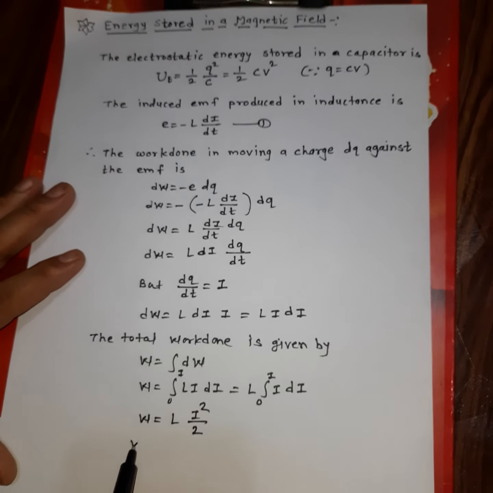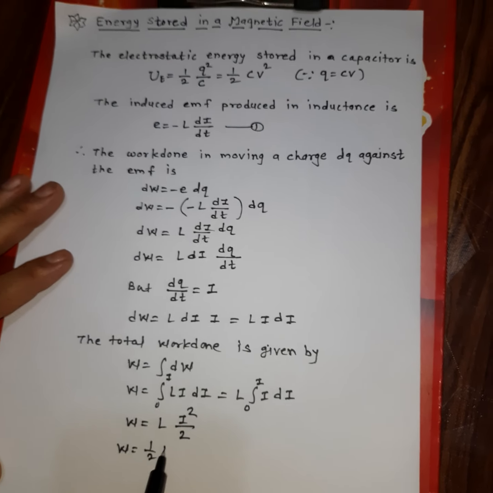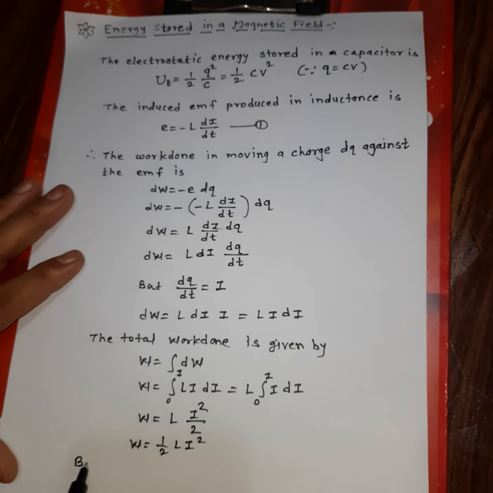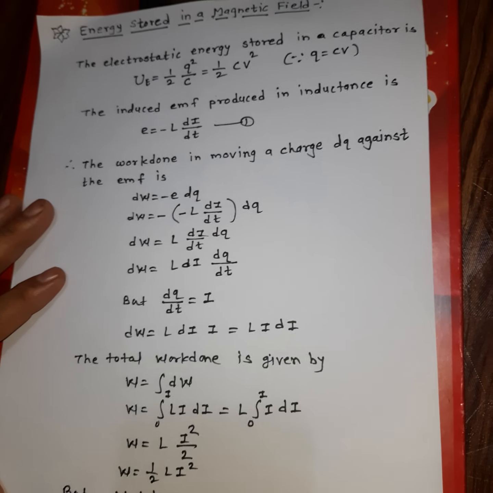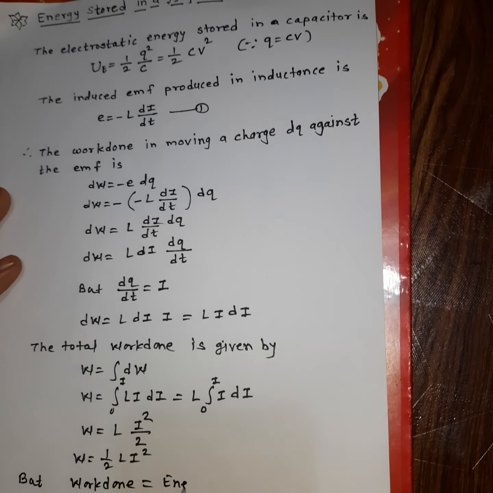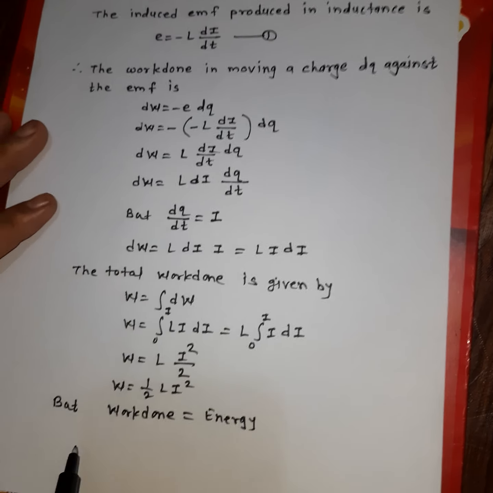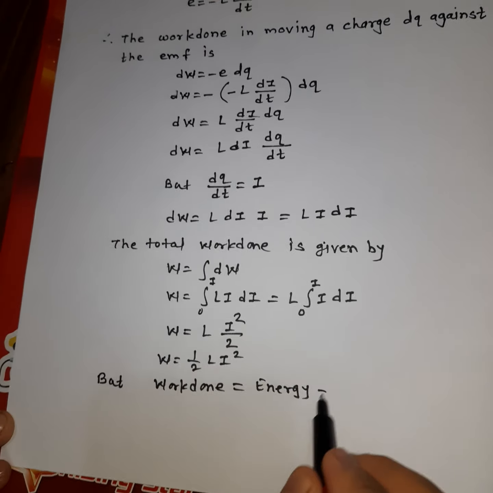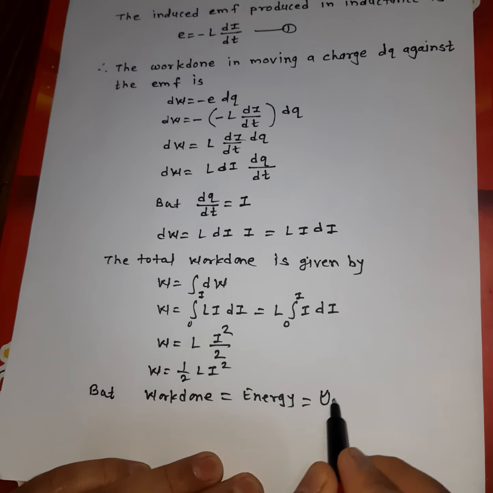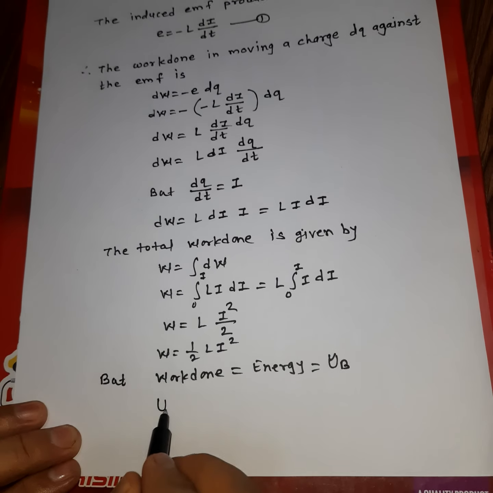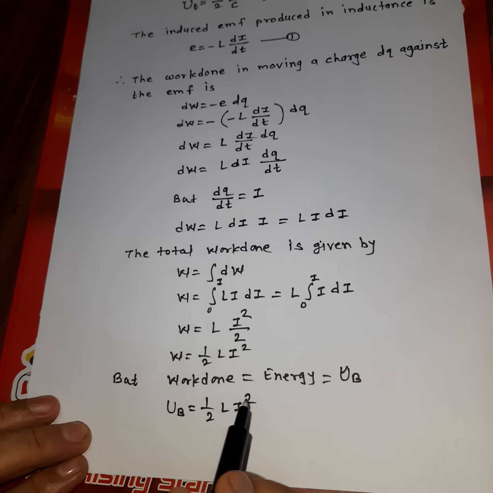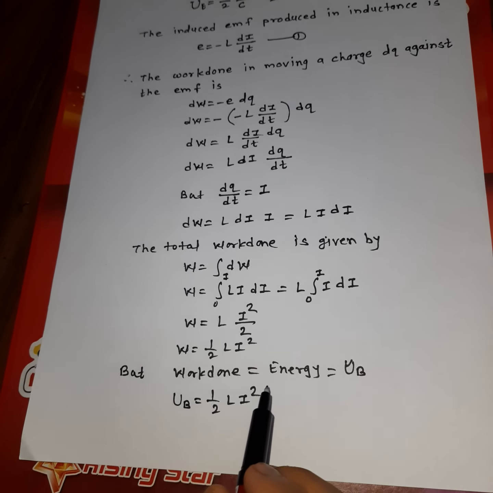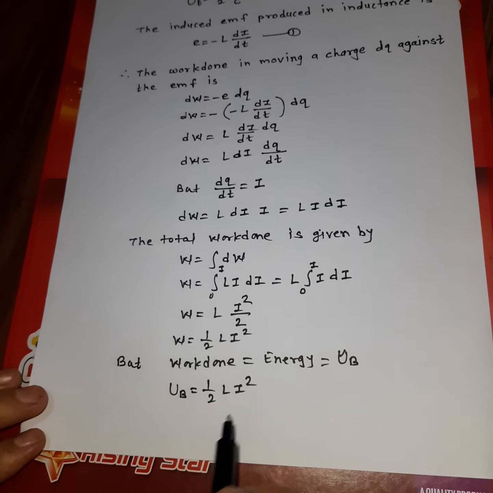So what is the work done then? Work done is equal to 1 by 2 L I square. But we know this work done is stored in the form of energy. So this work done is nothing but the energy spent. So we can write that it is equal to UB. So what is the UB then? Energy is equal to 1 by 2 L I square, and this is the energy stored in a magnetic field. Thank you.